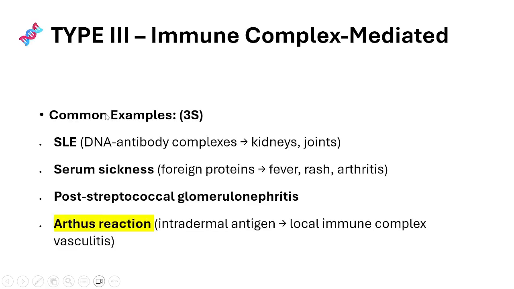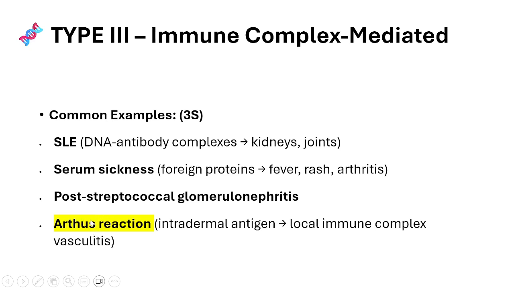So now coming to type 3, like in the mnemonic ACID, I stood for immune complex. For common examples, you can memorize it as 3 S's: SLE or systemic lupus erythematosus, the other S for serum sickness, and the third S for post-streptococcal glomerulonephritis. Another very important example is the Arthus reaction. So how do we memorize this? For type 2, I usually said focus on the girls because there were two main G's, Goodpasture syndrome and Graves' disease. Now comes the turn of the boy, and you can remember Arthus as Arthur. Arthur is the name of a boy, right?